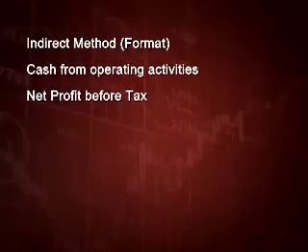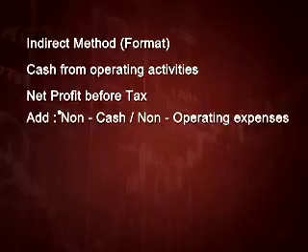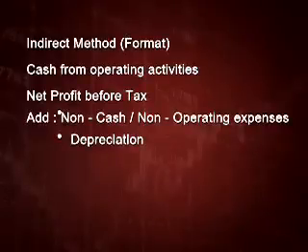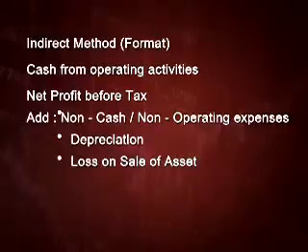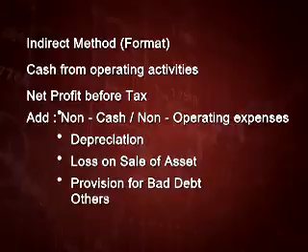And then you have to add non-cash, non-operating expenses, because we are trying to calculate cash from operating activity. Whatever non-cash and non-operating expenses are already taken in the P&L account have to be added back, like depreciation, loss on sale of asset, interest paid. Interest paid is added because it is a non-operating activity. Also provision for bad debts, and all other non-cash, non-operating expenses are to be added. We'll come to this in detail in the questions.